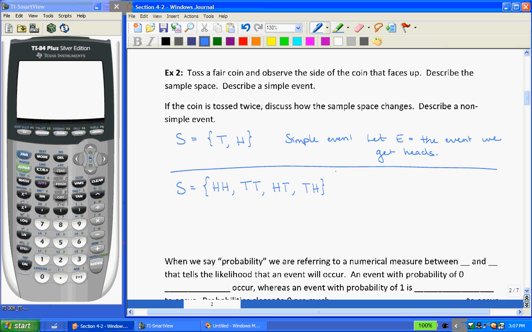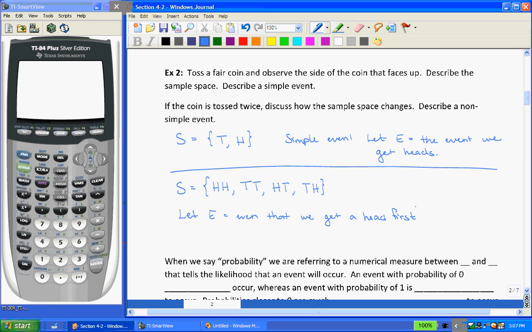So now our sample space is a little bit larger. In our previous, when we just tossed it once, our sample space had two elements, tails and heads. But when I toss it twice, now my sample space has increased to 4. Heads heads, tails tails, heads tails, or tails heads. And a non-simple event here might be something like, let E be the event that we get a head first.